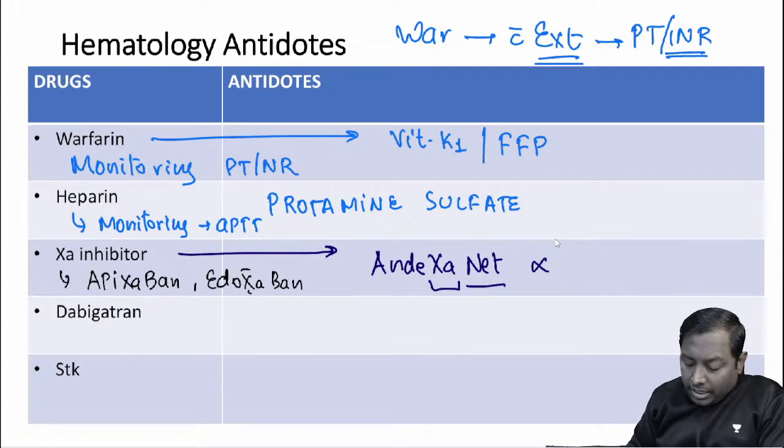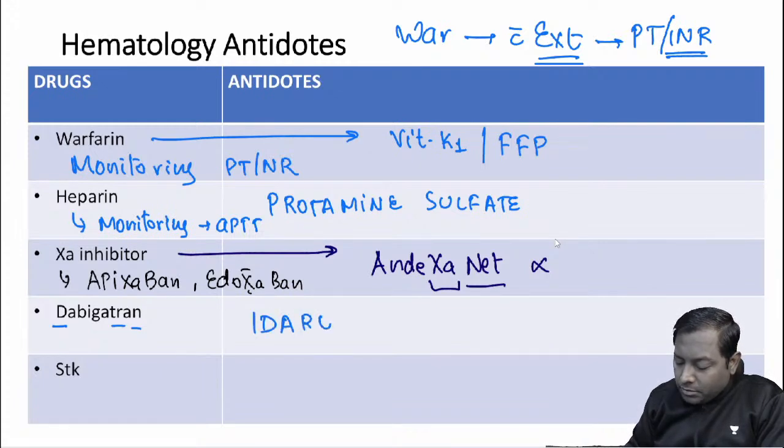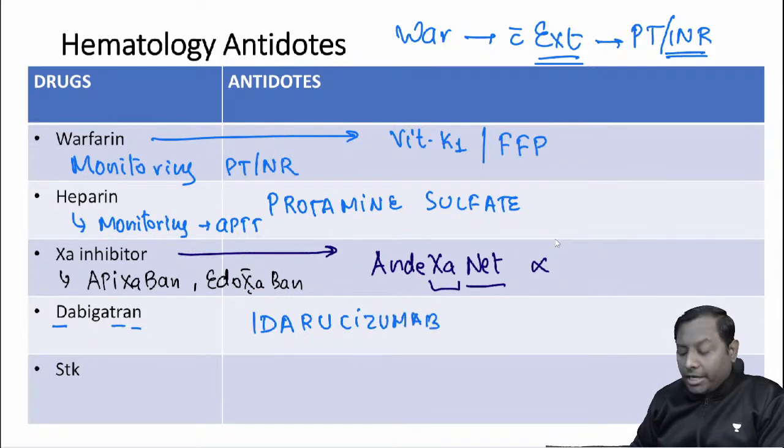Dabigatran that we have is a direct thrombin antagonist. Dabigatran will be your directly acting thrombin antagonist. For this dabigatran, you will be using the antidote that is idarucizumab, which I have told you many times in class. Dabigatran, daba ke daaru, will be idarucizumab, just a way to remember.